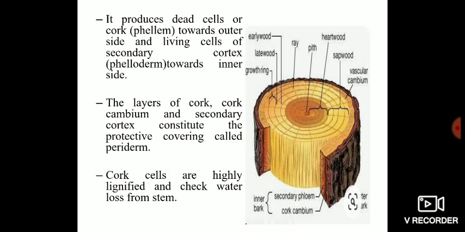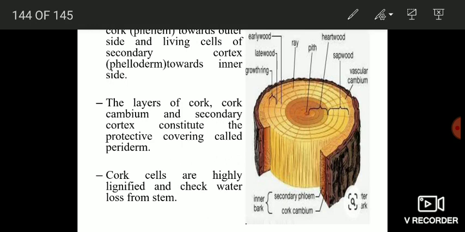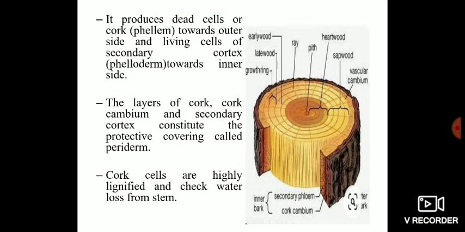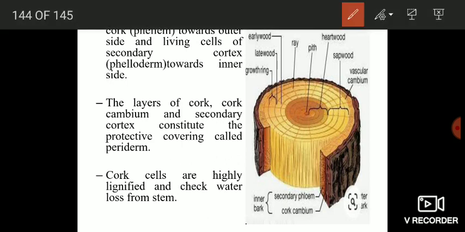Now, the function of this cork cambium or phellogen. The cork cambium produces dead cells of cork, or phellem, towards the outer side, and living cells of secondary cortex, or phelloderm, towards the inner side.